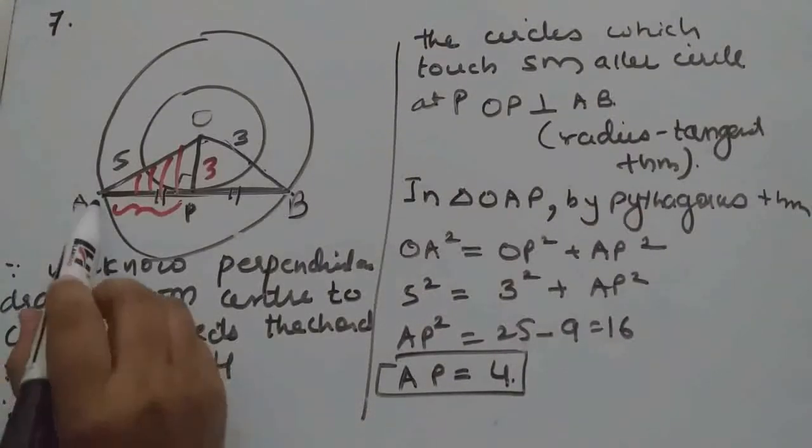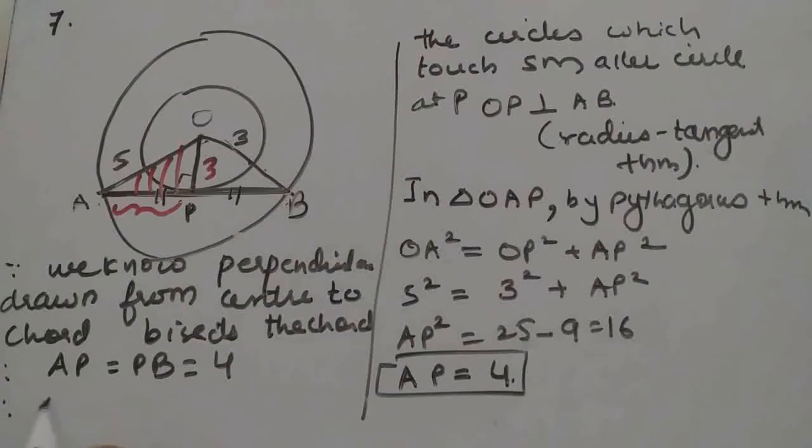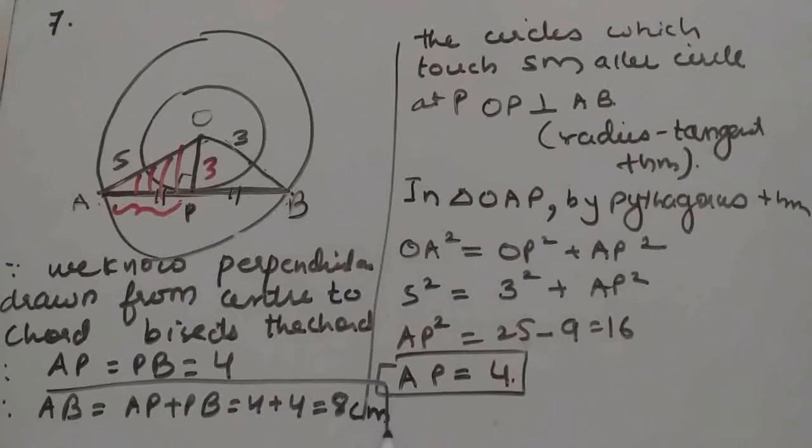So we should find the length of the chord, that is AB. So AB will be what? AB is AP plus PB. So 4 plus 4, that is 8 centimeters. So the length of the chord is 8 centimeters.